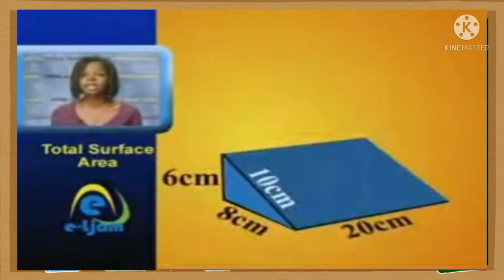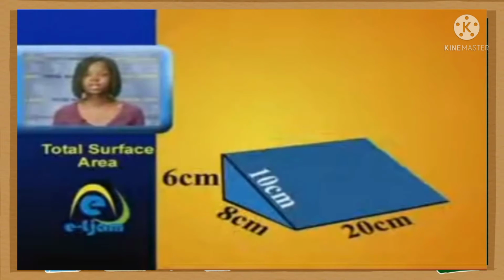Let's say this wedge has a length of 20 centimeters. Its cross-section has a base of 8 centimeters and a height of 6 centimeters, with the third side measuring 10 centimeters. How would we find its total surface area? The wedge has 5 faces, 2 triangular and 3 rectangular.